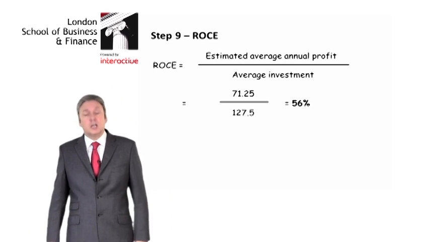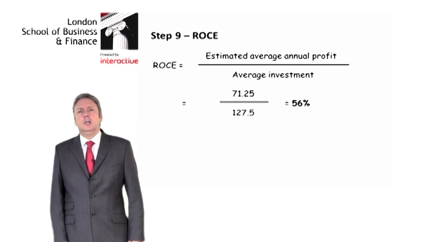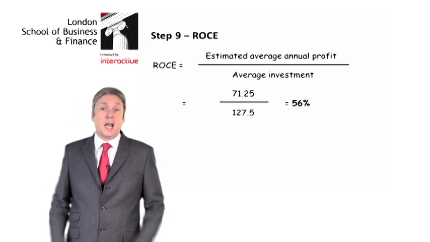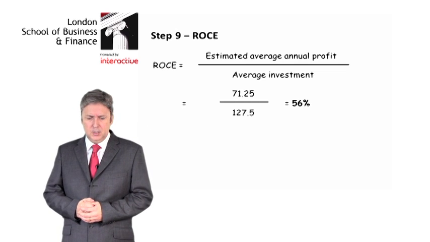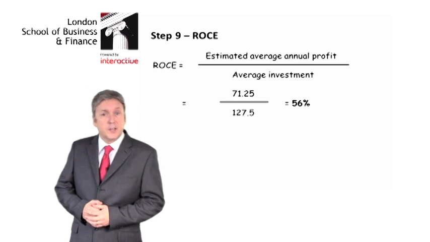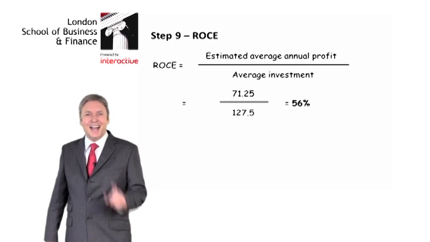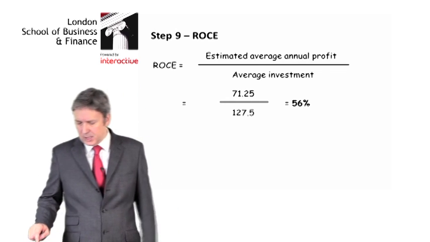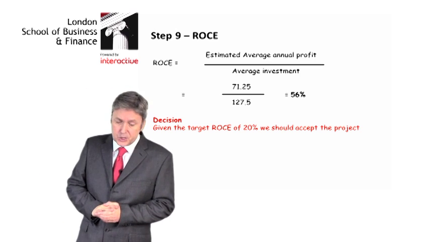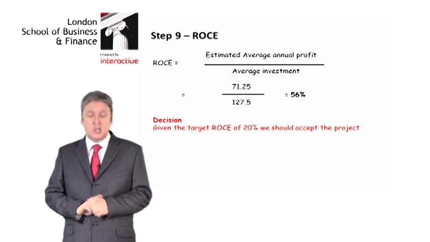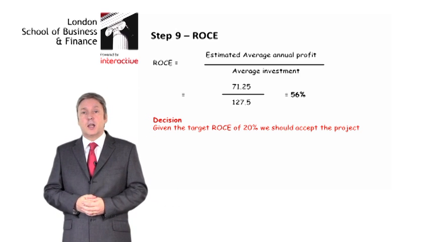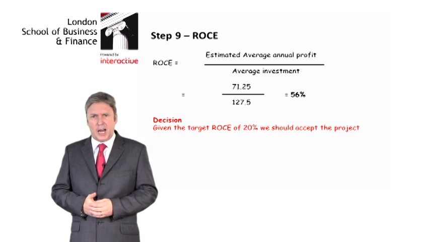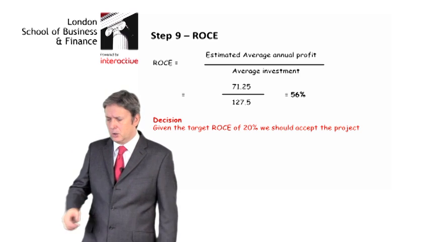So we take our estimated average annual profit, we divide through by the average investment, and hey presto, we have a return on capital employed. But remember, the examiner said calculate and comment. So let's make sure we make a comment. Given the target ROCE of 20%, we should accept the project. In simple terms, the ROCE that we've calculated is substantially higher than the target given in the question.